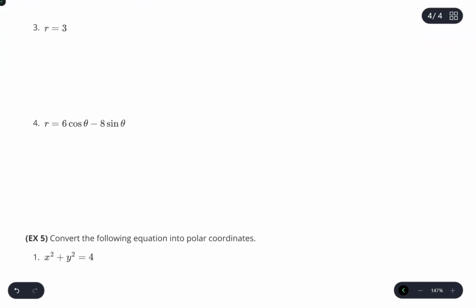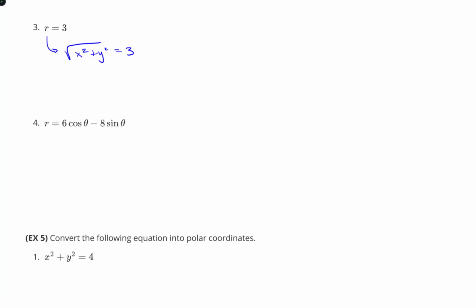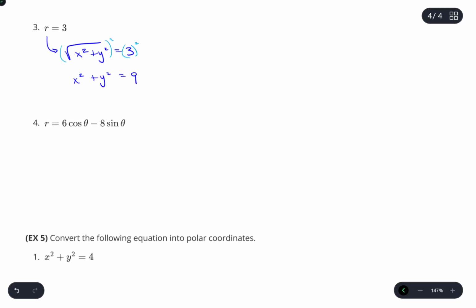Next up, I have r equals 3. Well, there's not much to do, but I do know that r is the square root of x squared plus y squared. And if that's equal to 3, then, well, already I've got a rectangular equation. But it's probably a little bit nicer looking if I went ahead and squared both sides and wrote this in the form x squared plus y squared equals 9, because then it's a little bit more evident that this is a circle that's centered at the origin and has a radius of 3.